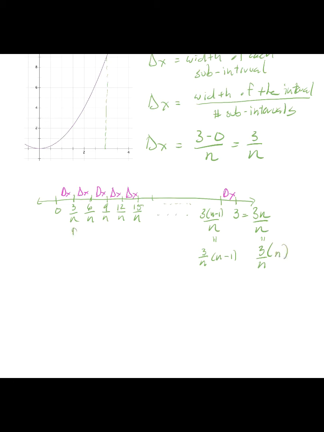This is 1 copy. This is just 3 over n. This is 2 copies of 3 over n. This is 3 copies of 3 over n, etc.